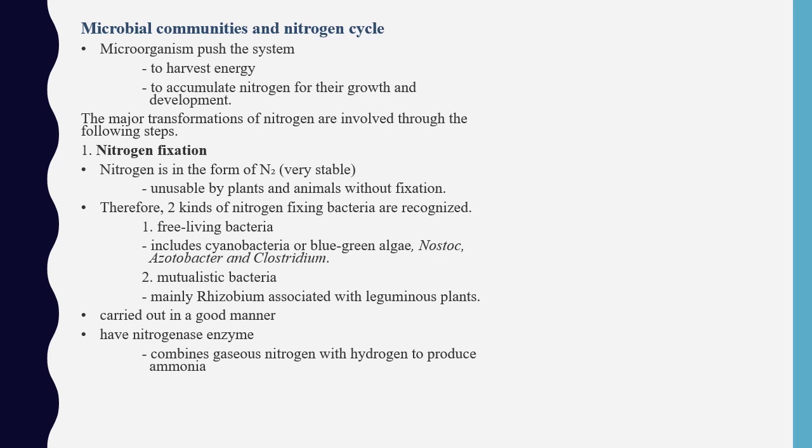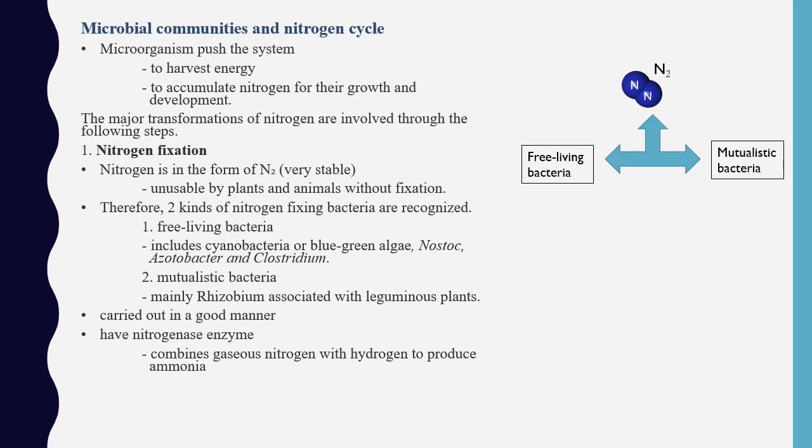Lastly, we will talk about microbial communities and the nitrogen cycle. Most of the time, microorganisms push the system in order to harvest energy or to accumulate nitrogen in a form needed for their growth and development. The major transformations of nitrogen are involved through the following steps. First, nitrogen fixation. Nitrogen is in the form of a very stable molecule which is unusable by plants and animals without fixation. Therefore, two kinds of nitrogen-fixing bacteria are recognized. The first kind, the free-living bacteria, includes cyanobacteria or blue-green algae, Nostoc, Azotobacter, and Clostridium. The second kind comprises the mutualistic bacteria, mainly Rhizobium associated with leguminous plants.